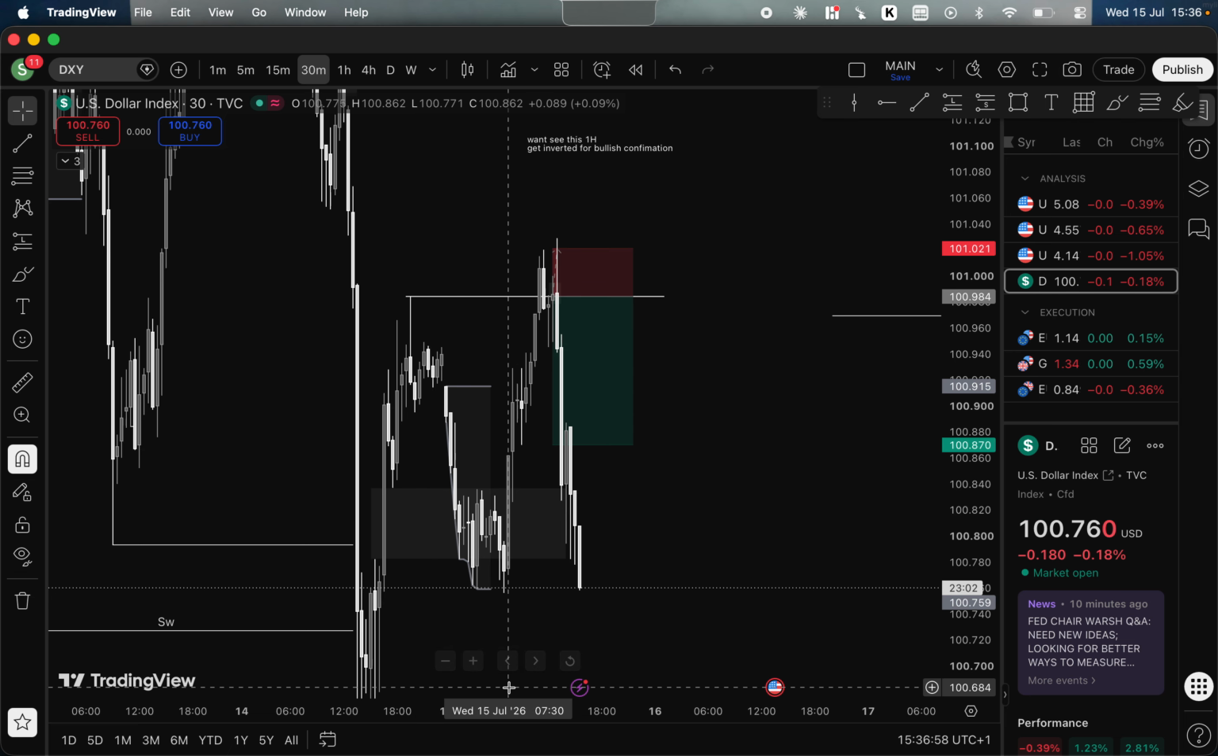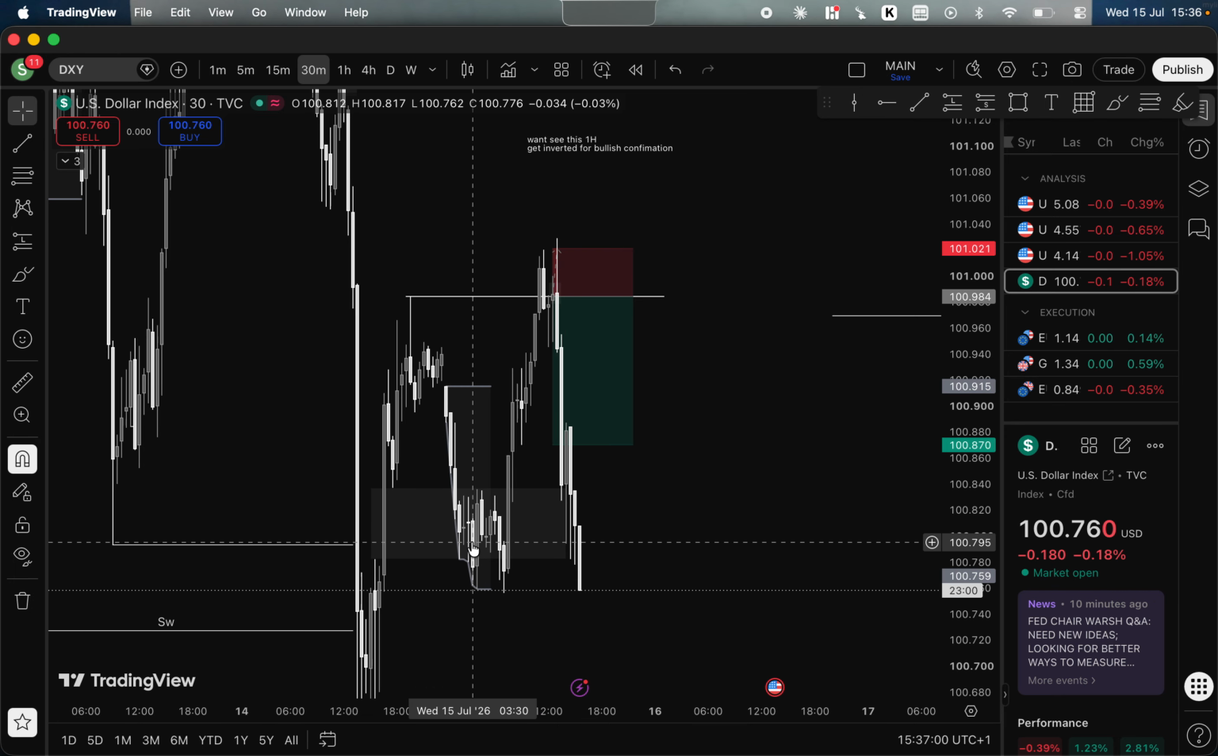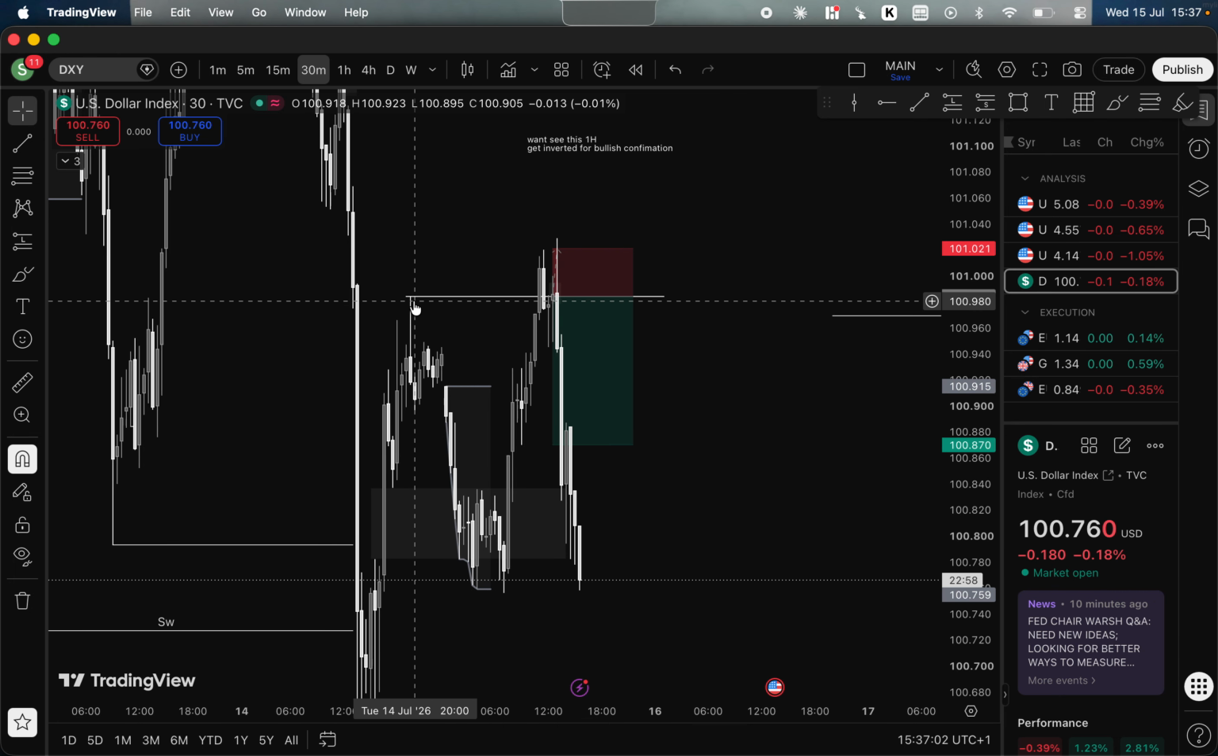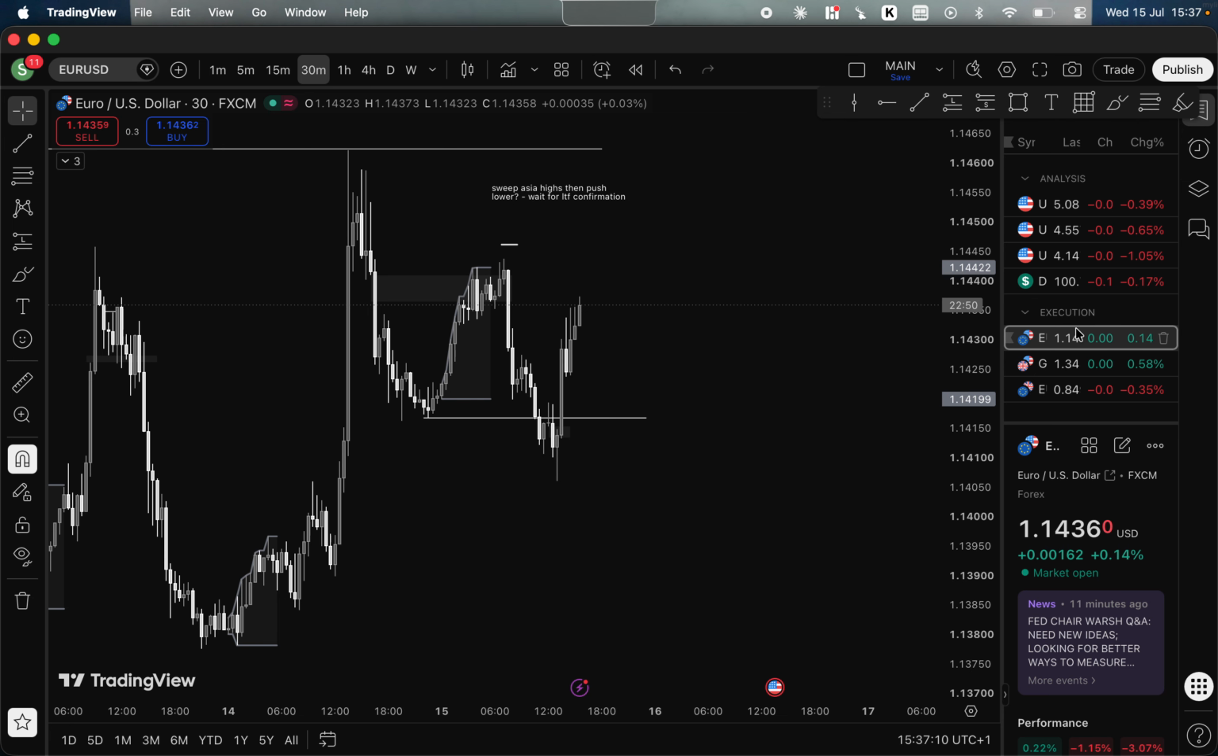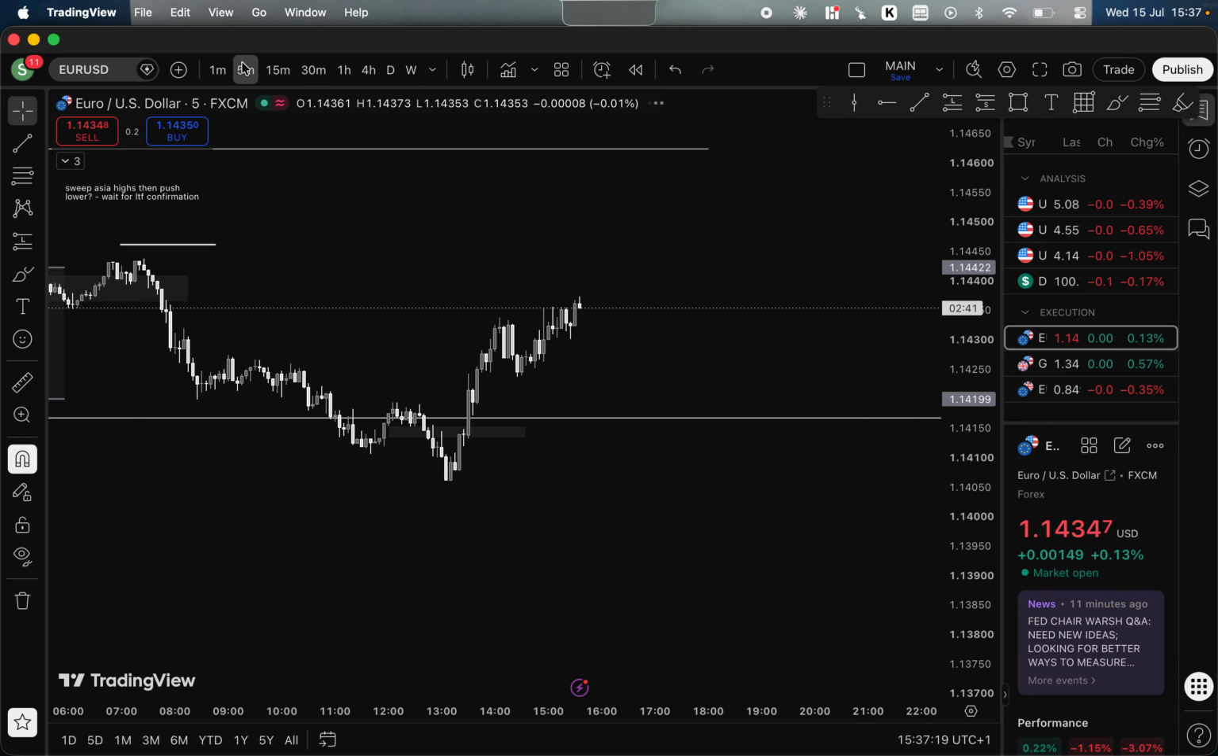Reasoning, it's failed to make a new low. What does that mean? This is a weak high. Sweep of Asia lows inside of a 1 hour bullish gap, target is high. Right, now we'll go into the entry because I didn't catch a trade, and I feel like this setup was similar on the 5 minute because there's low volume, the candles aren't too clean.